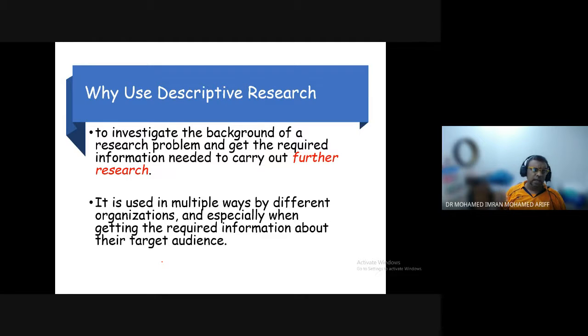Okay, so ingat, for descriptive research, the main objective is to investigate the background, the problem dulu. Okay, we are not trying to solve anything. We just want to find out if this is present. Adakah student in secondary school ada di sini juga? Okay, we need to find out. It is used in multiple ways by different organizations, especially when getting the required information about their target audience. Okay, this is also very important.